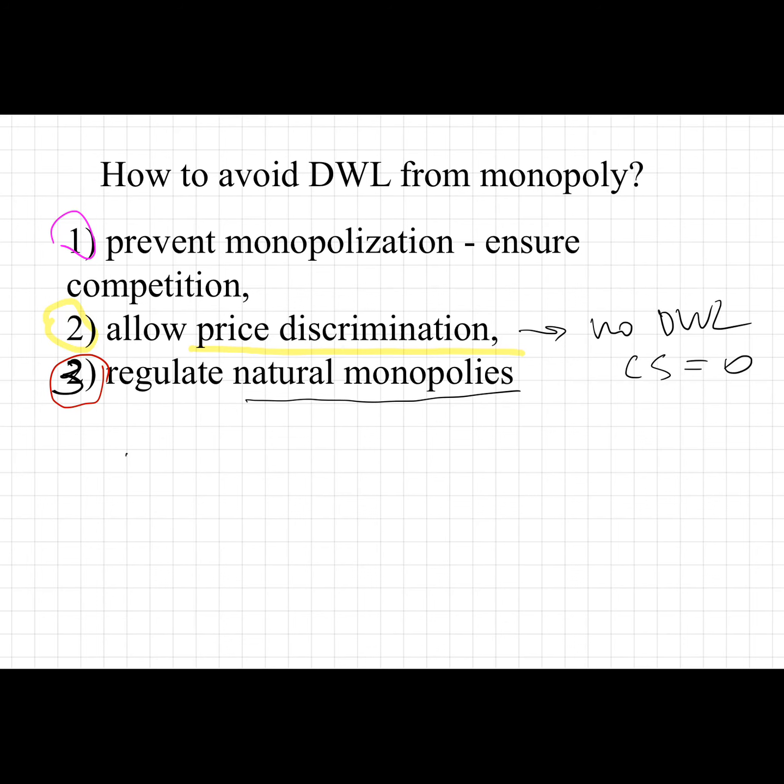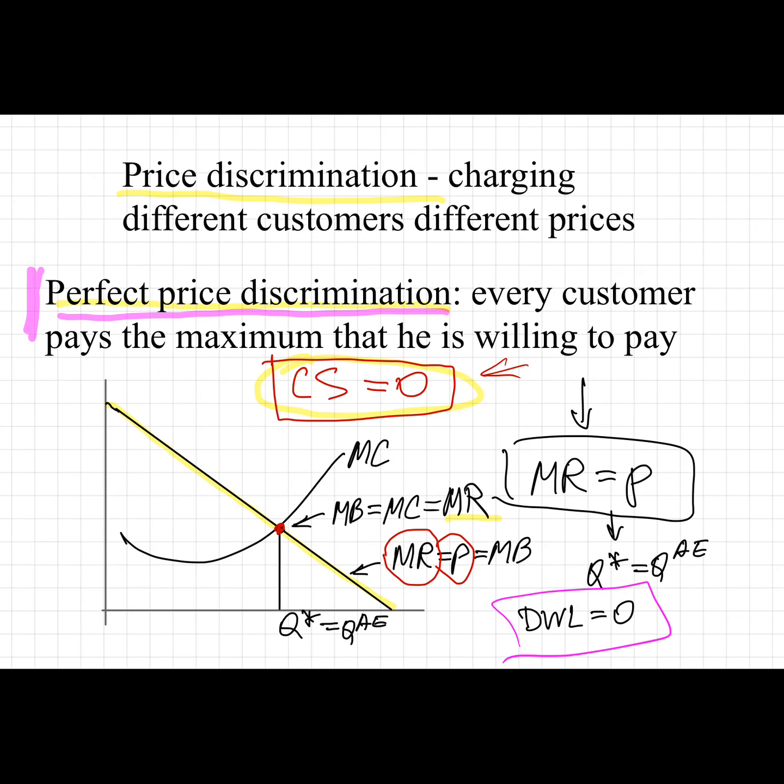So let's talk about price discrimination first. Price discrimination, as I mentioned in class, is basically a situation when companies are charging different prices for their stuff. So they're selling the same stuff but at different prices. Usually that's because they charge different people different prices.